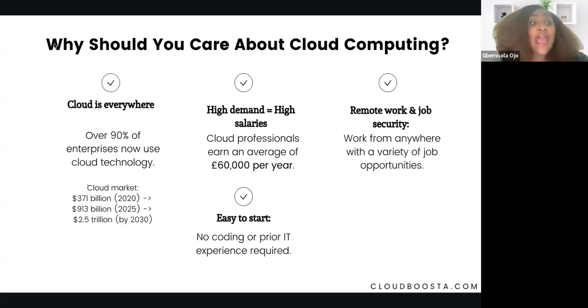So these days, cloud is everywhere. Over 90% of enterprises now use cloud technology. See, the cloud market is big. The cloud market actually went from a $370 billion market in 2020. Today, it's about a $913 billion market. That's times 3. And the projection is that by 2030, it's going to reach a $2.5 trillion market. Which means that when we're talking about markets, businesses are going to be tapping into the potential, and there's going to be a need for people who can actually do cloud computing work.